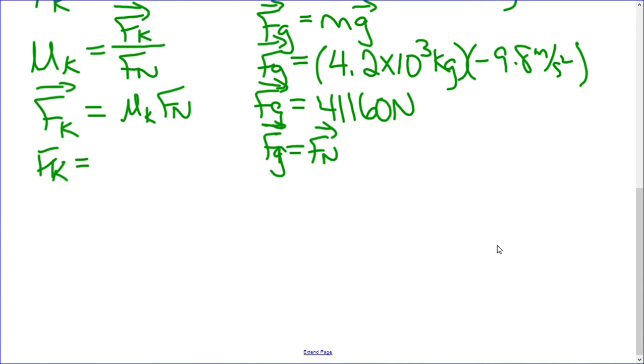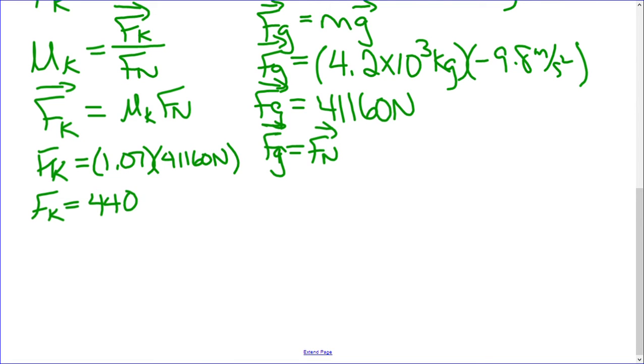So we know that mu k is 1.07, and we know that the normal force is just equal to the force of gravity, which is 41,160 newtons, and so the force of kinetic friction is then equal to 44,000 newtons. And remember that we are dealing with a force in this case. It's no longer the kinetic ratios, and we know that the force of kinetic friction is always going backward or opposing the motion of whatever was traveling in whichever direction.